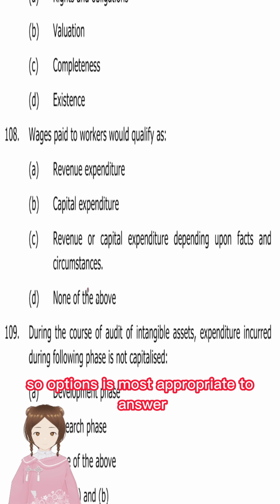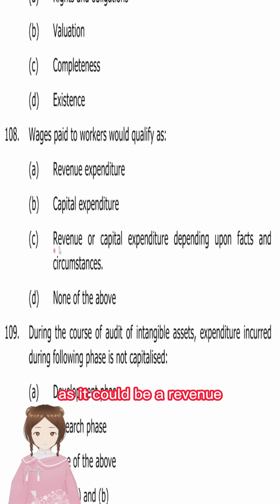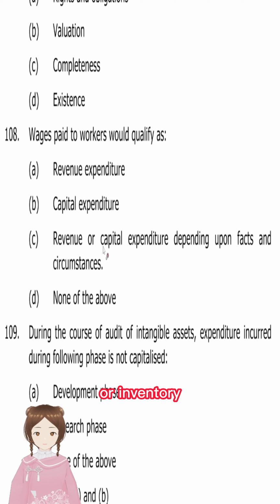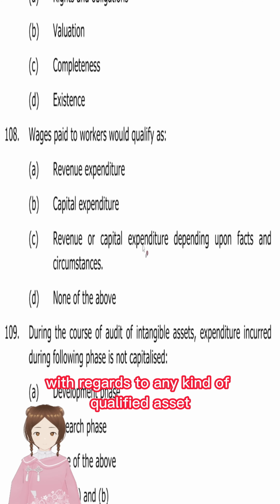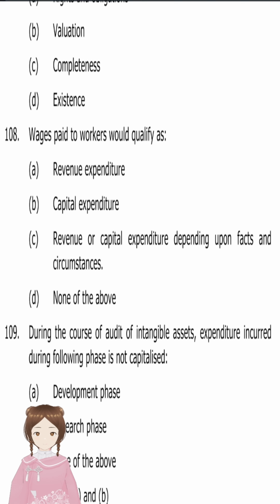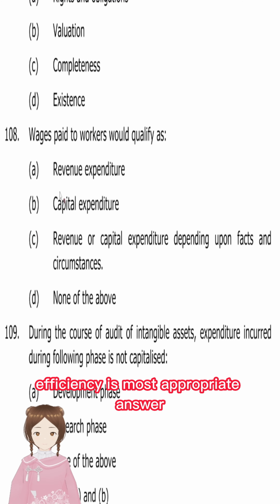So option C is the most appropriate answer, as it could be a revenue expenditure if they work on the stock or inventory, and a capital expenditure if they work on any kind of qualified asset. Depending upon the facts and circumstances, it would be qualified. Option C is the most appropriate answer.